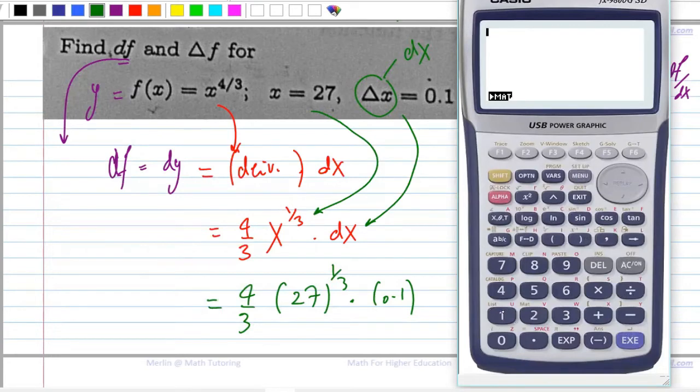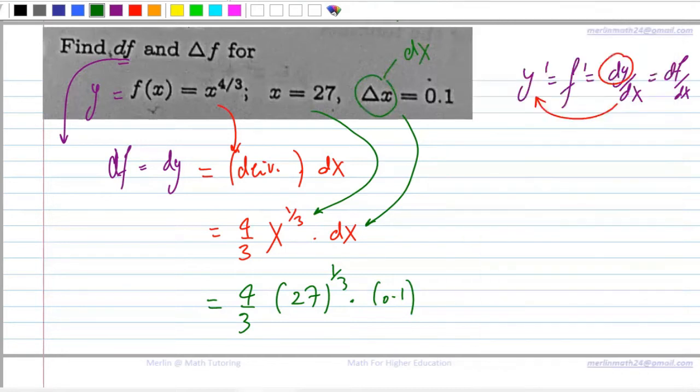So 4 over 3, 2/5. 27 to the power 1 over 3 is 3, so 4 over 3 times 3, then times 0.1. So 0.4 it should be, 4 over 3 times 3 times 0.1. I got 2 over 5, yeah. So we can write it as a decimal, 0.4.